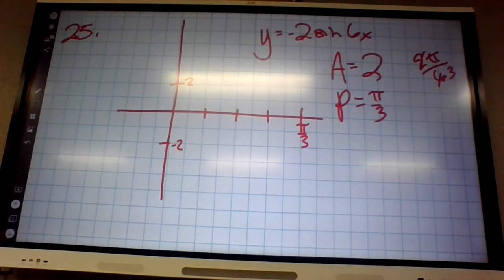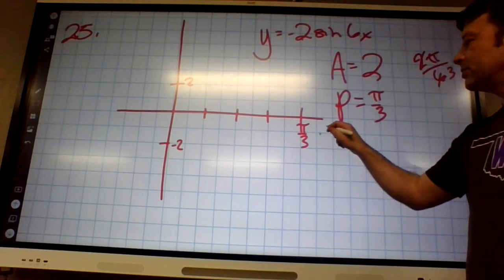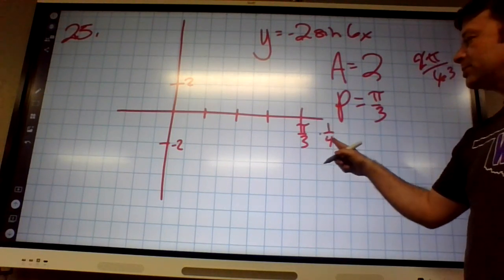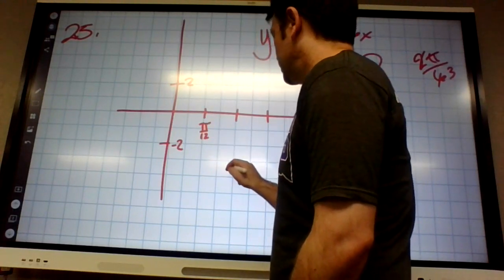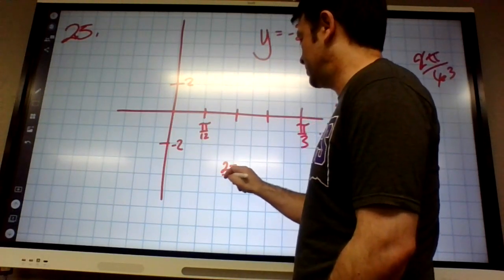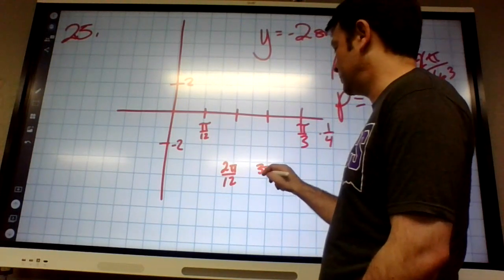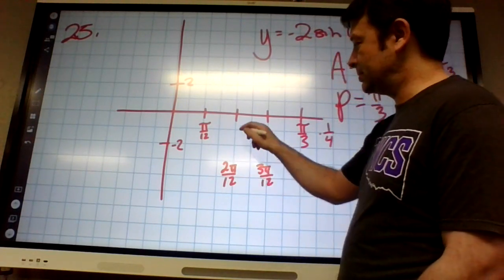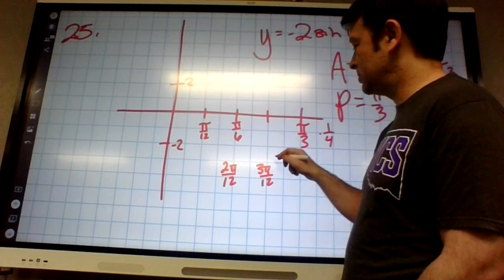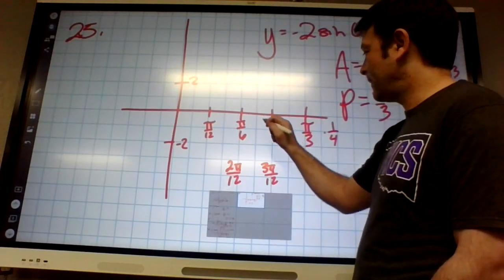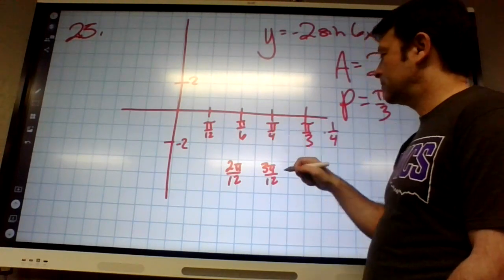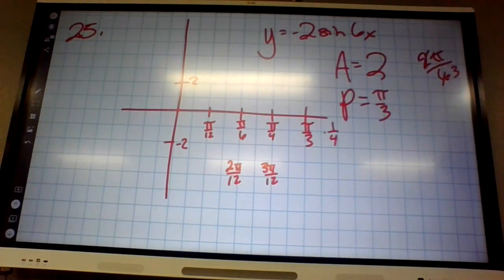How do I find my first mark? Times a fourth, which would be 1/12 pi, or pi over 12. So this would be 2 pi over 12 and 3 pi over 12, but they both reduce. Okay, that's the hard part.